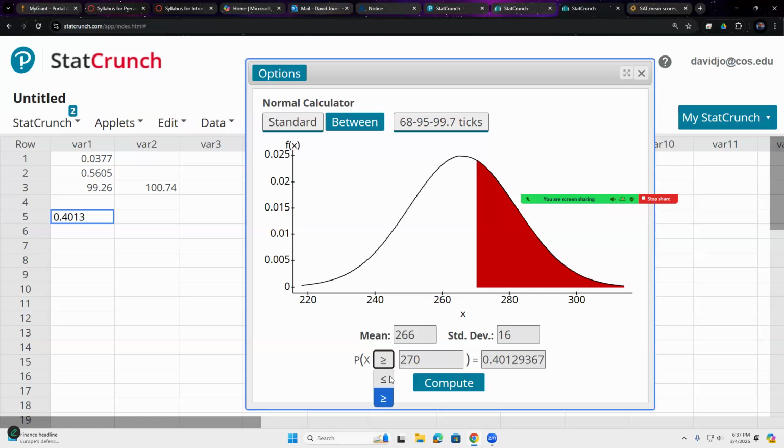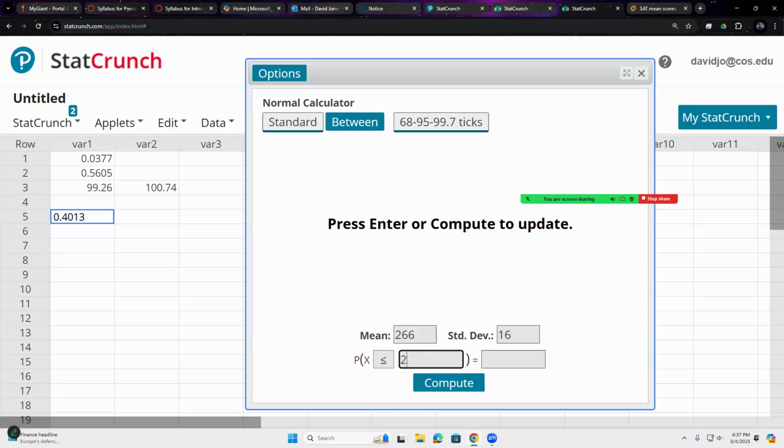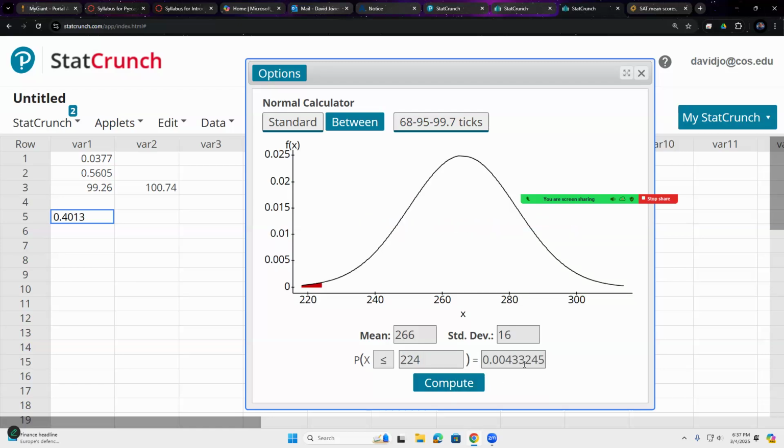Then we wanted very preterm, which was less than 224. And at 3 to 4 decimal places, that is really low. It's less than 1%. 0.0043.